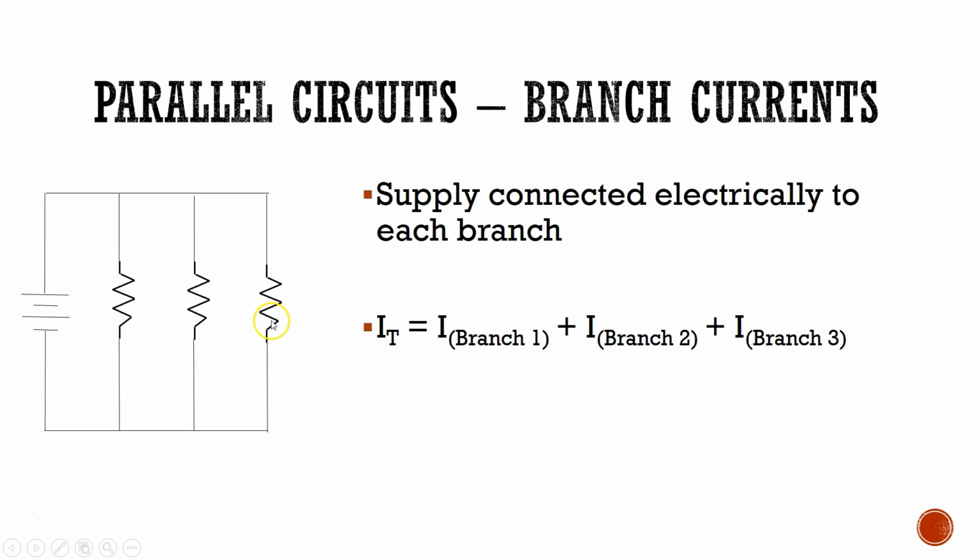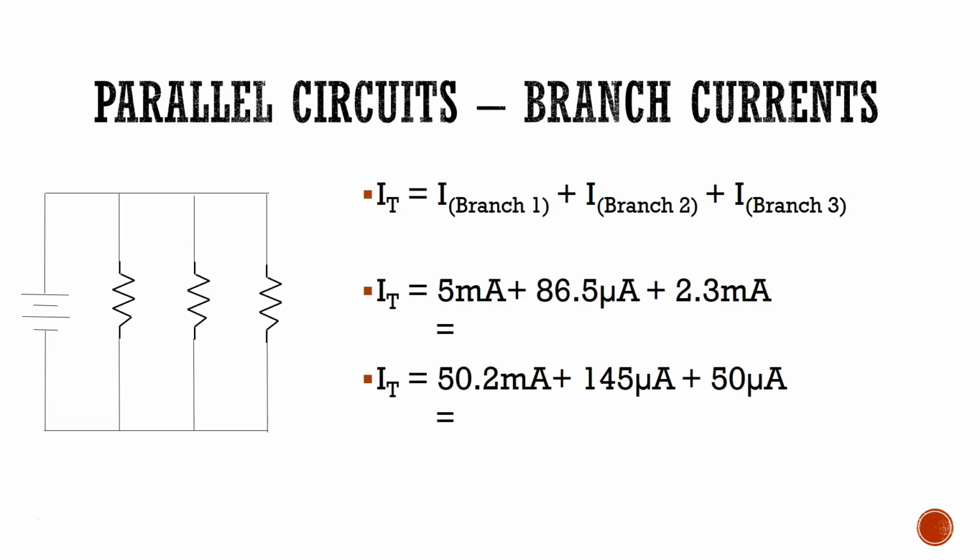The total current in the circuit will be equal to the current through branch 1 plus the current through branch 2 plus the current through branch 3. As an example, if we have 5 milliamps, 86.5 microamps, 2.3 milliamps, and we add all of those together.